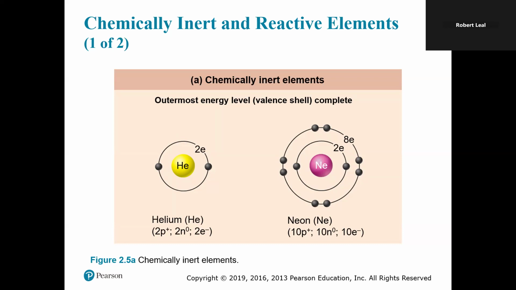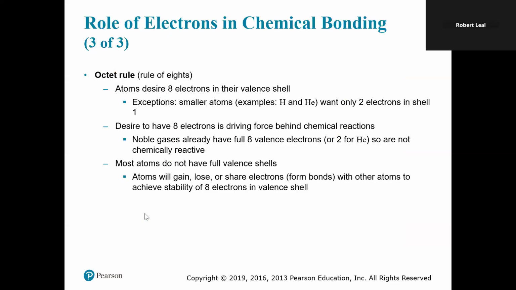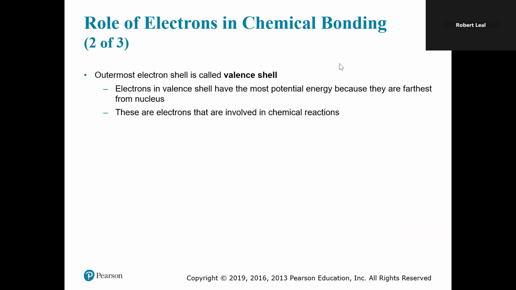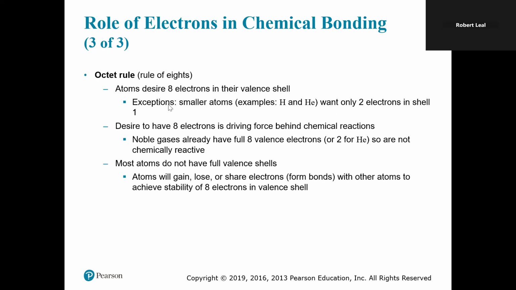If that shell is filled with 8 electrons, it's happy and will not want to interact. So elements whose outermost shells are filled with electrons are chemically inert elements. They don't necessarily want to interact with other elements. Just to review the slides I skipped, the outermost shell of the element holds the valence electrons, and after the first orbital shell, the atoms can hold up to 8.